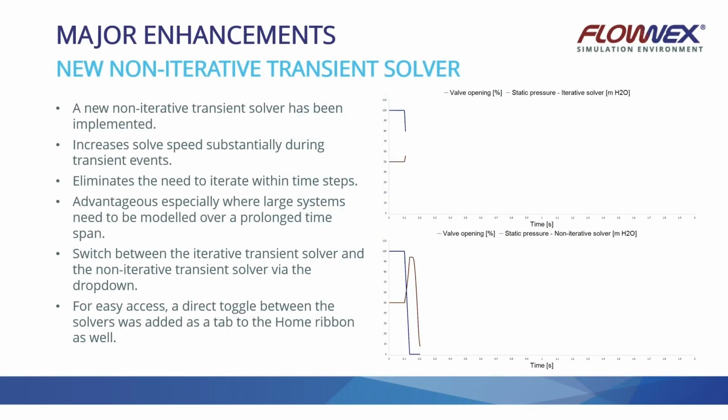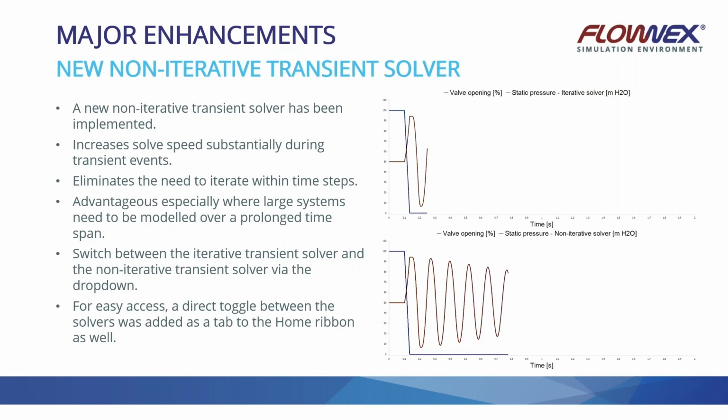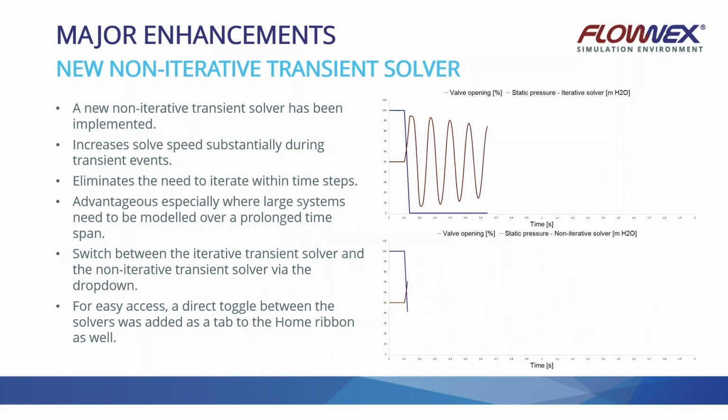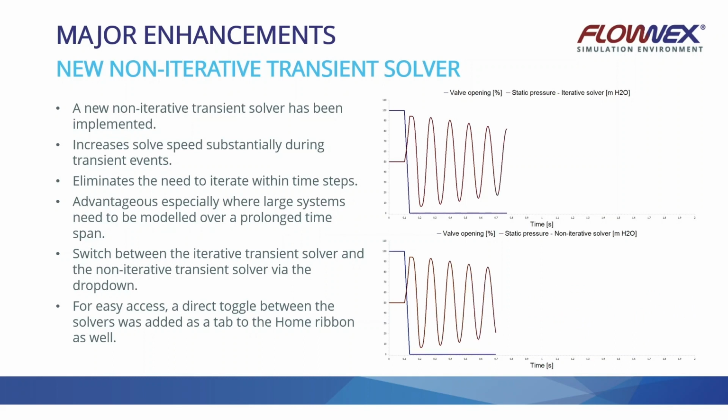The non-iterative transient solver is one of the biggest additions to Flownex 8.14. The previous versions of Flownex only included the iterative solver, which was used for transient runs. The iterative solver uses an iterative process to reach a converged result based on the convergence criteria specified by the user. This approach is ideal for simulations with large time steps.